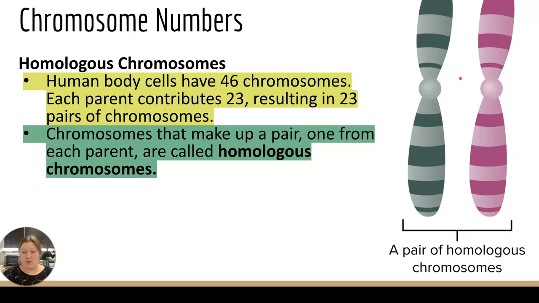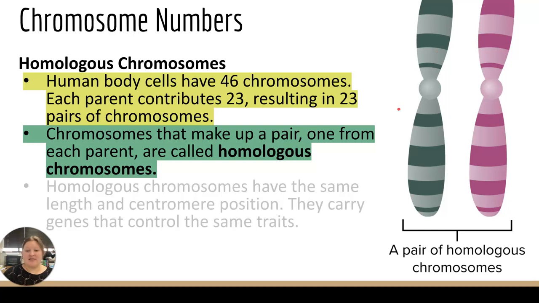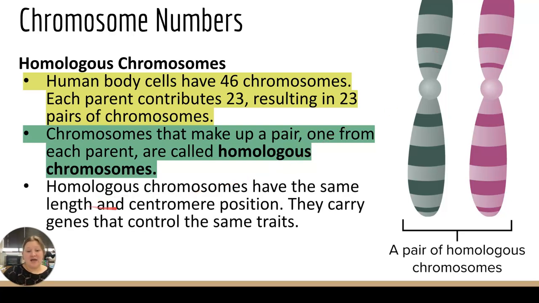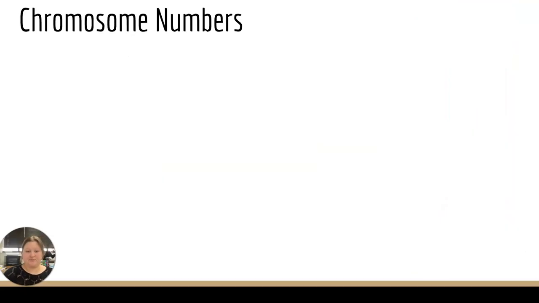They are homologous chromosomes. Are they exactly the same? No. This one looks slightly different. The genes are going to code for different variations than this one would. But they code for the same type of gene. They have the same length and centromere position. And homologous chromosomes will always have that same length and that same centromere position. And they carry genes that control the same traits.